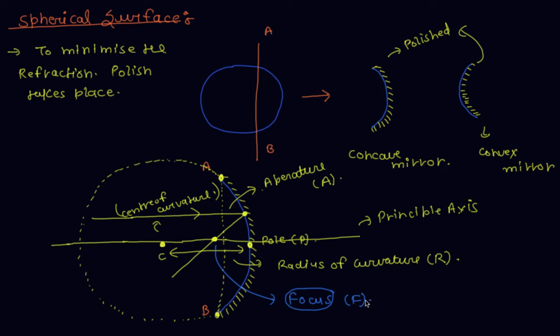I again repeat this term. When I incident a light ray on this concave mirror, the first thing is that it is parallel to the principal axis, and the second thing is that it is incident at a small angle.